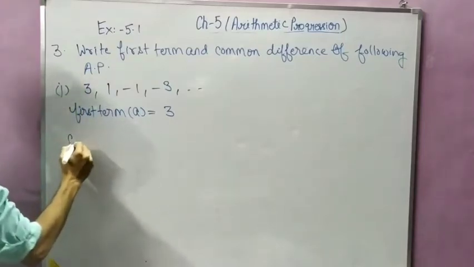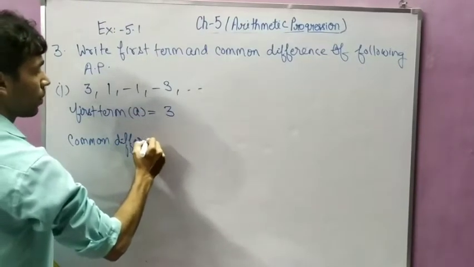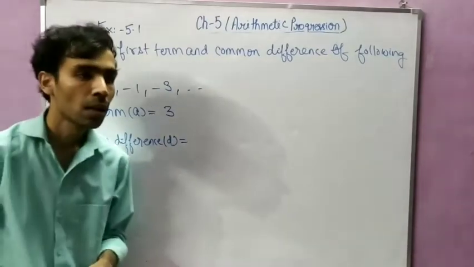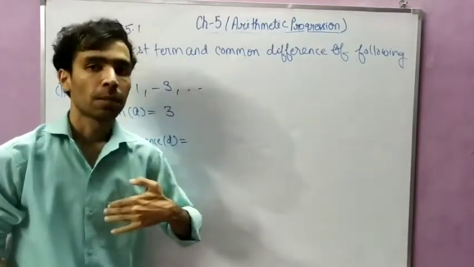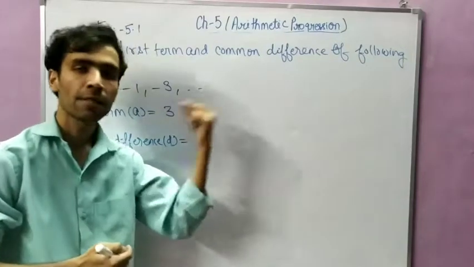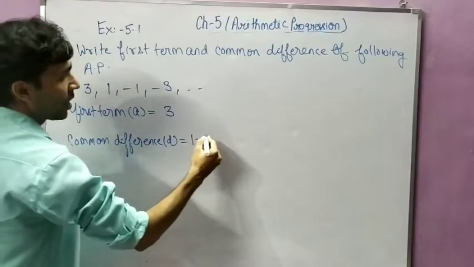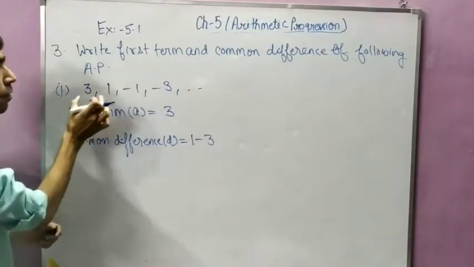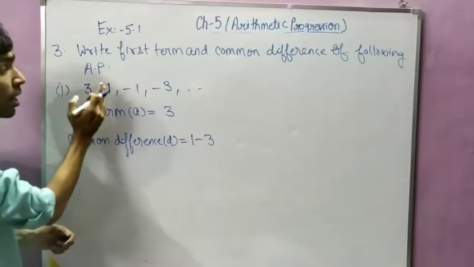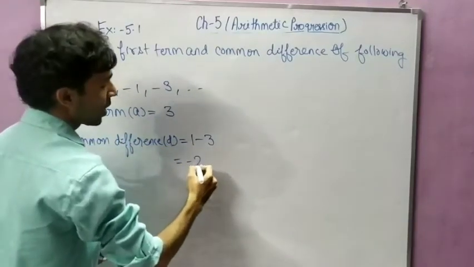Now common difference. Common difference, that is D, and common difference is calculated by any term minus previous term. Okay, means you have to take any two consecutive terms and subtract second term minus first term, like this. So suppose I am taking these two terms. So 1 minus 3. You can take any two consecutive terms. I am taking first two. So when I have to calculate common difference, how I will subtract? I will subtract 1 minus 3, not 3 minus 1. Okay, 1 minus 3. So 1 minus 3 will be minus 2.